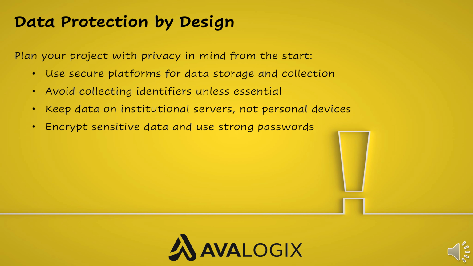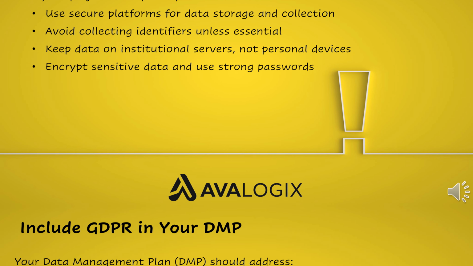Use secure digital platforms provided by your university. Avoid collecting identifiers unless absolutely necessary. Encrypt files, use password protection, and never store research data on personal devices or unsecured cloud platforms. Planning these details early helps ensure GDPR compliance and ethical integrity.